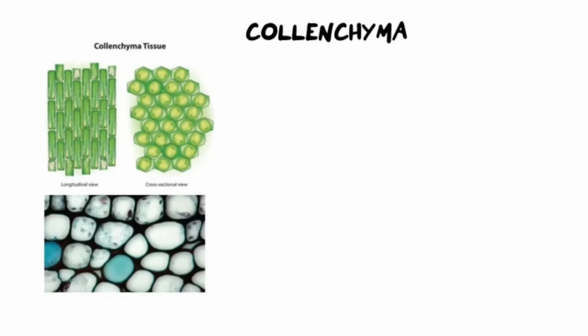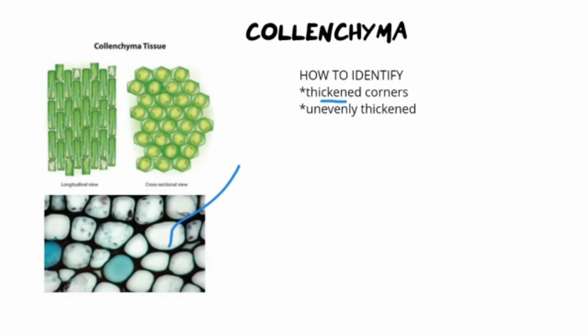The next tissue is collenchyma, and collenchyma sometimes is confused with parenchyma because they look very, very similar. Let me show you how to tell the difference between them. So when we are trying to identify them, we're looking for two things. Number one, we're going to look for these thickened corners, and if you have a look down at this micrograph, you can see here the corners are unevenly thickened. In other words, if you even compare it to this one over here, that's a very, very thick corner.